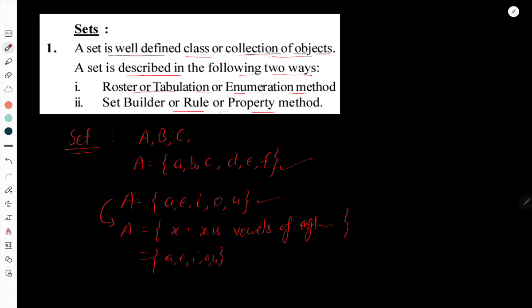So what is the meaning? A rule is given here. The element will be represented in the set-builder method, and its property will be defined here. Whatever rule is there will be given to you, and from this information you can collect all these x.